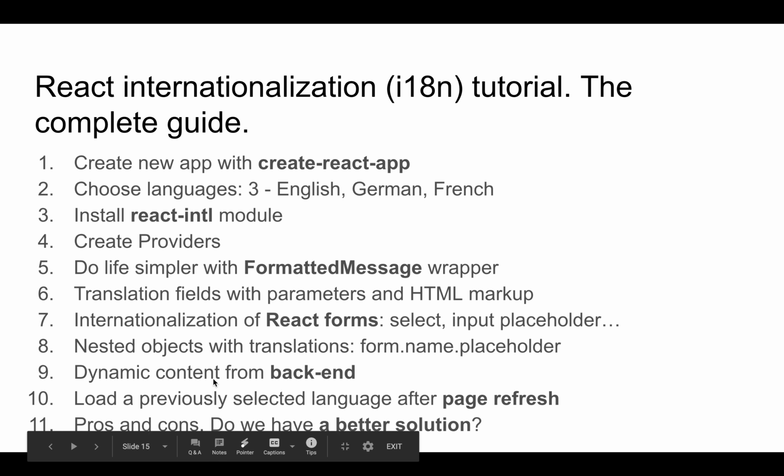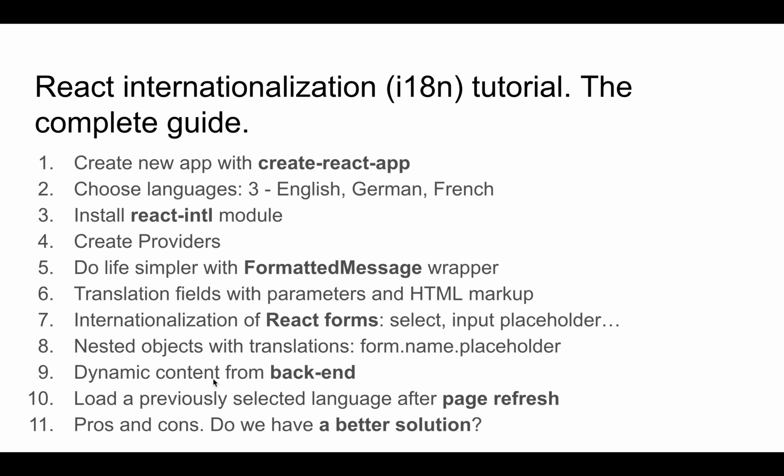The next one is getting data from the backend, data for a specific language, because on the site we have only a small part of the text hard-coded. All other text is gotten from the backend. So we need to clarify what language we need to get. The next one, I will show you how to save the language, so when the user refreshes the page, we will have the same language, not the initial one.